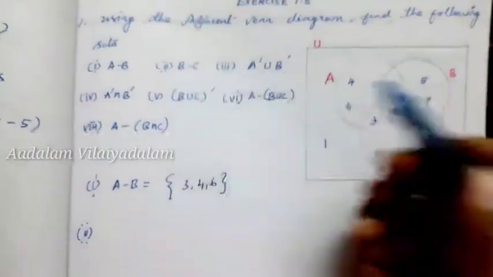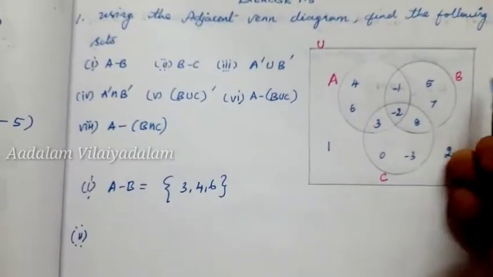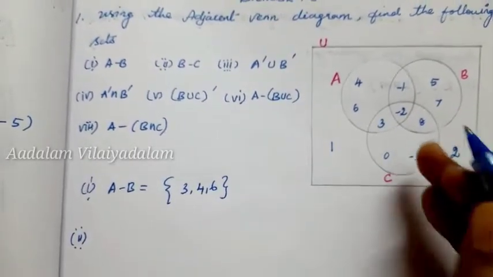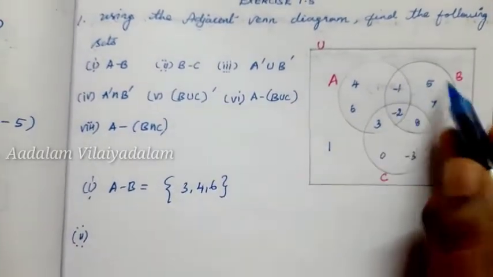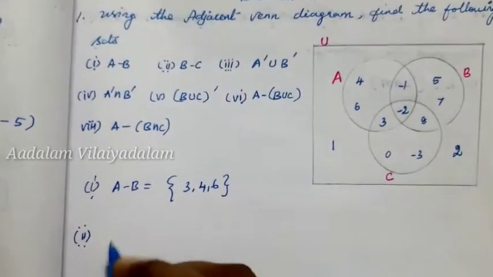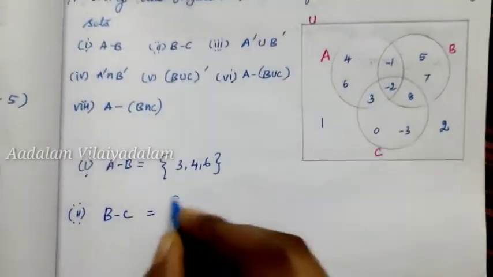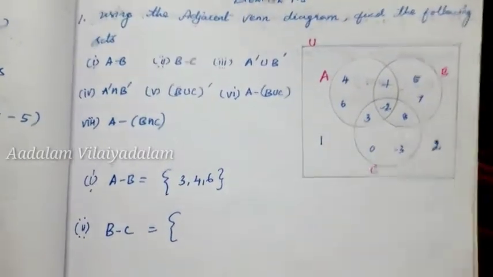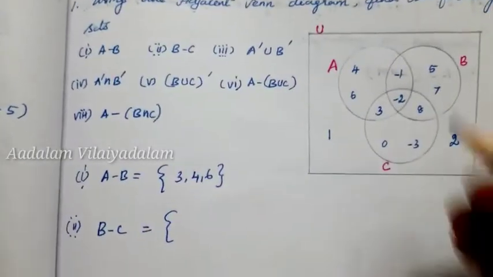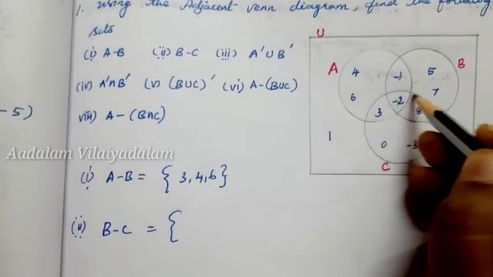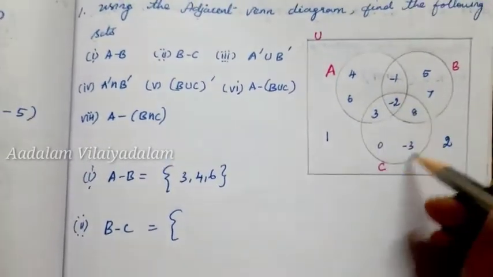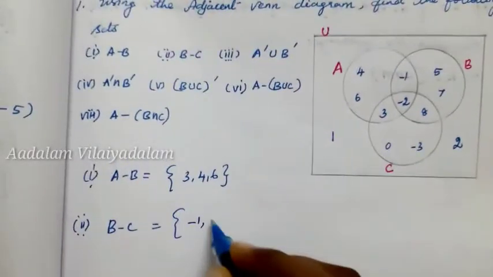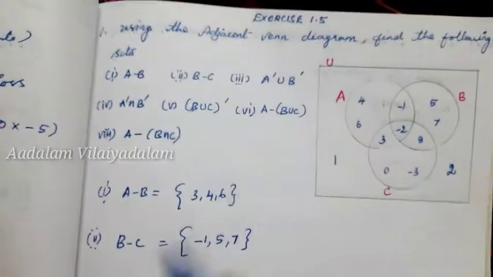Second subdivision, B minus C. Completely we have to subtract the C elements. Then the remaining elements of B are minus 1, 5, 7, which means only this boundary is called C. Therefore B minus C is minus 1, 5, 7.